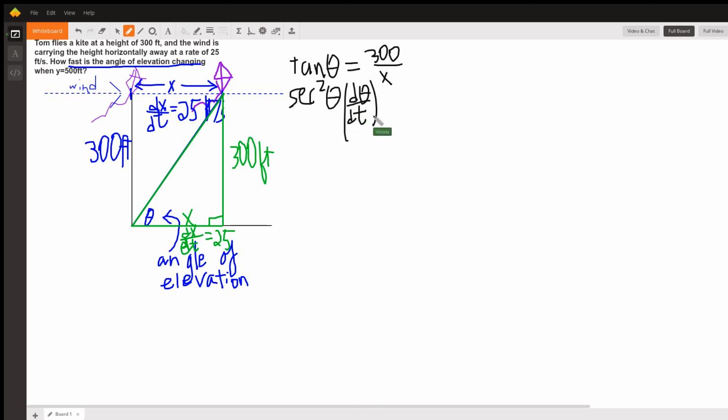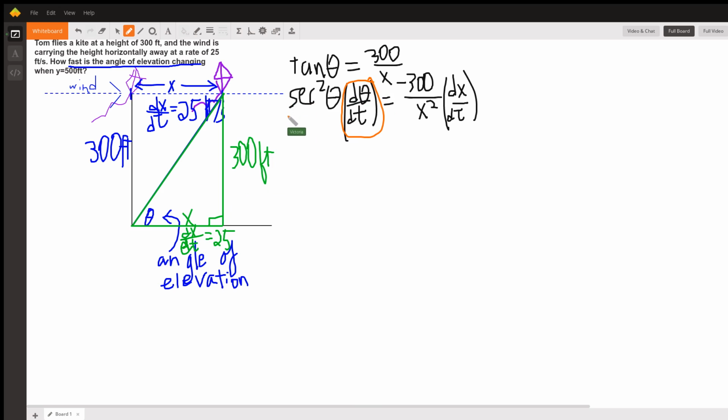And on the right side here, this is bottom times derivative of the top, which is 0, minus the top times the derivative of the bottom, which is 1, which doesn't change it, all over the bottom squared. And then we also have to multiply by dx/dt. So this is what we're actually looking for, d theta/dt.